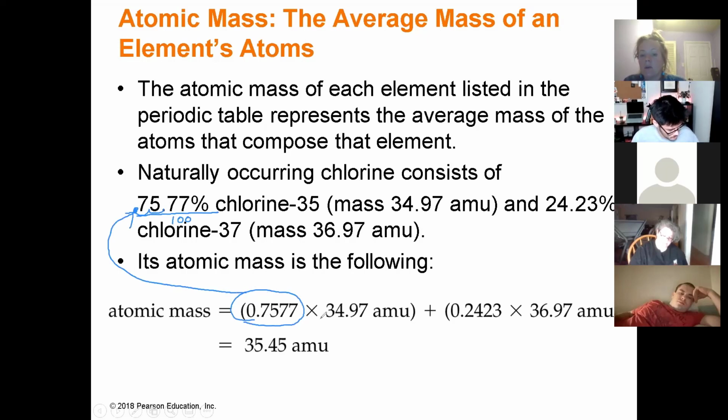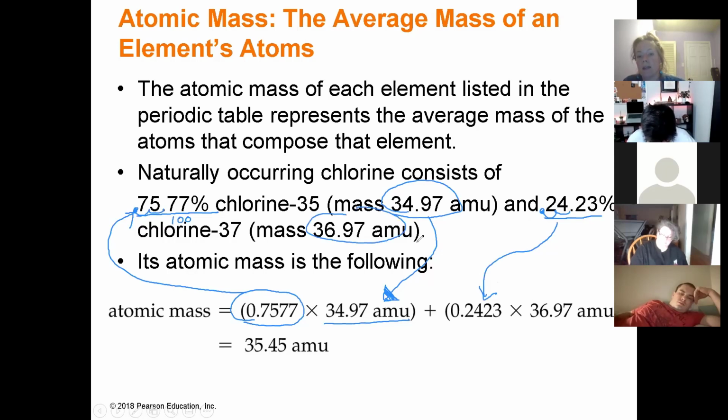We take that value and multiply it by our mass. If the problem gives me the decimal mass, I'm going to use the more specific mass. Then we add it to however many isotopes we have. So here I've got 24.23, and I'm going to move that decimal over 2. That goes right there, and the mass of it goes here. When we multiply these out and then add them together, we get a value of 35.45 AMUs, which is the number on the periodic chart.